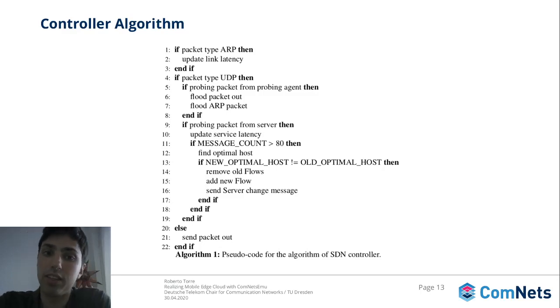So what we are doing is having some kind of timeout that we wait. Then we will find an optimal host, and if the new one is different from the old one, then we will remove the flows and add the new flow, and also send a message to the server to change the server, so in the physical server.